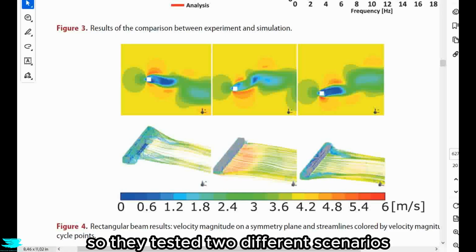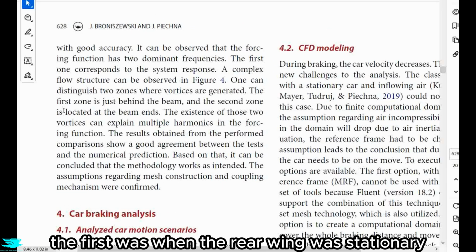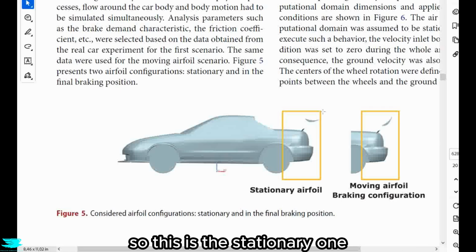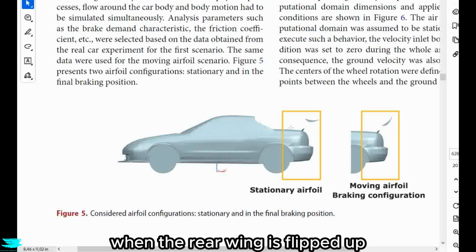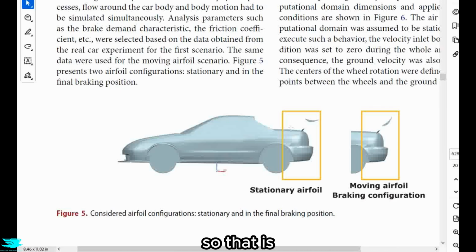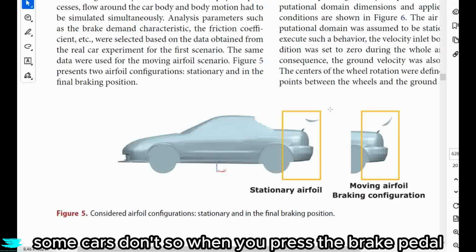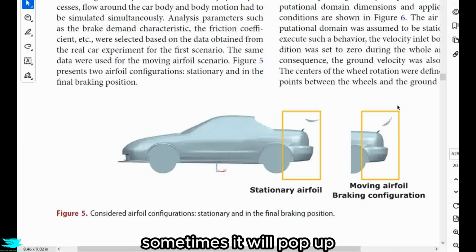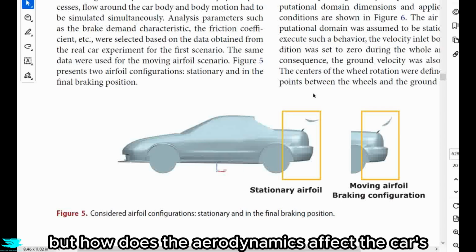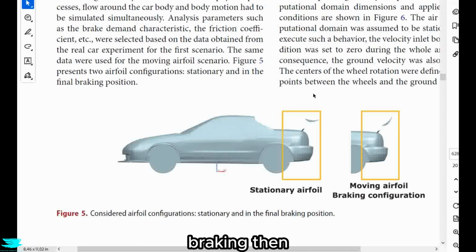So they tested two different scenarios. The first was when the rear wing was stationary. So this is the stationary one. It's in the regular position they'd be driving around at. Then it takes into account when the rear wing is flipped up when you press the brake pedal. So that is when you would have this active aerodynamics. Some cars have it, some cars don't. When you press the brake pedal, sometimes it won't pop up, sometimes it will pop up. But how does the aerodynamics affect the car's braking then?